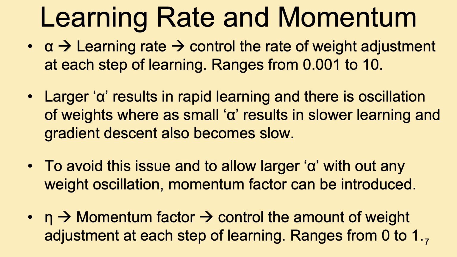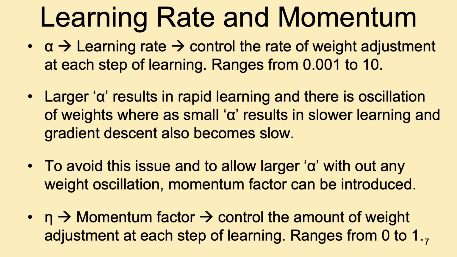Alpha controls the rate of the weight adjustment and it ranges from 0.01 to 10, and eta ranges from 0 to 1. So what do you need to do? You need to decide on the value of alpha as well as eta, so you need to study: if the value of alpha is larger, what is my weight updation process, or what is my learning? If the value of alpha is smaller, what is that? If it is a larger alpha, then it is rapid learning, that is, the learning is very fast. If it is a smaller alpha, then the learning becomes very slow. So this is the thing.